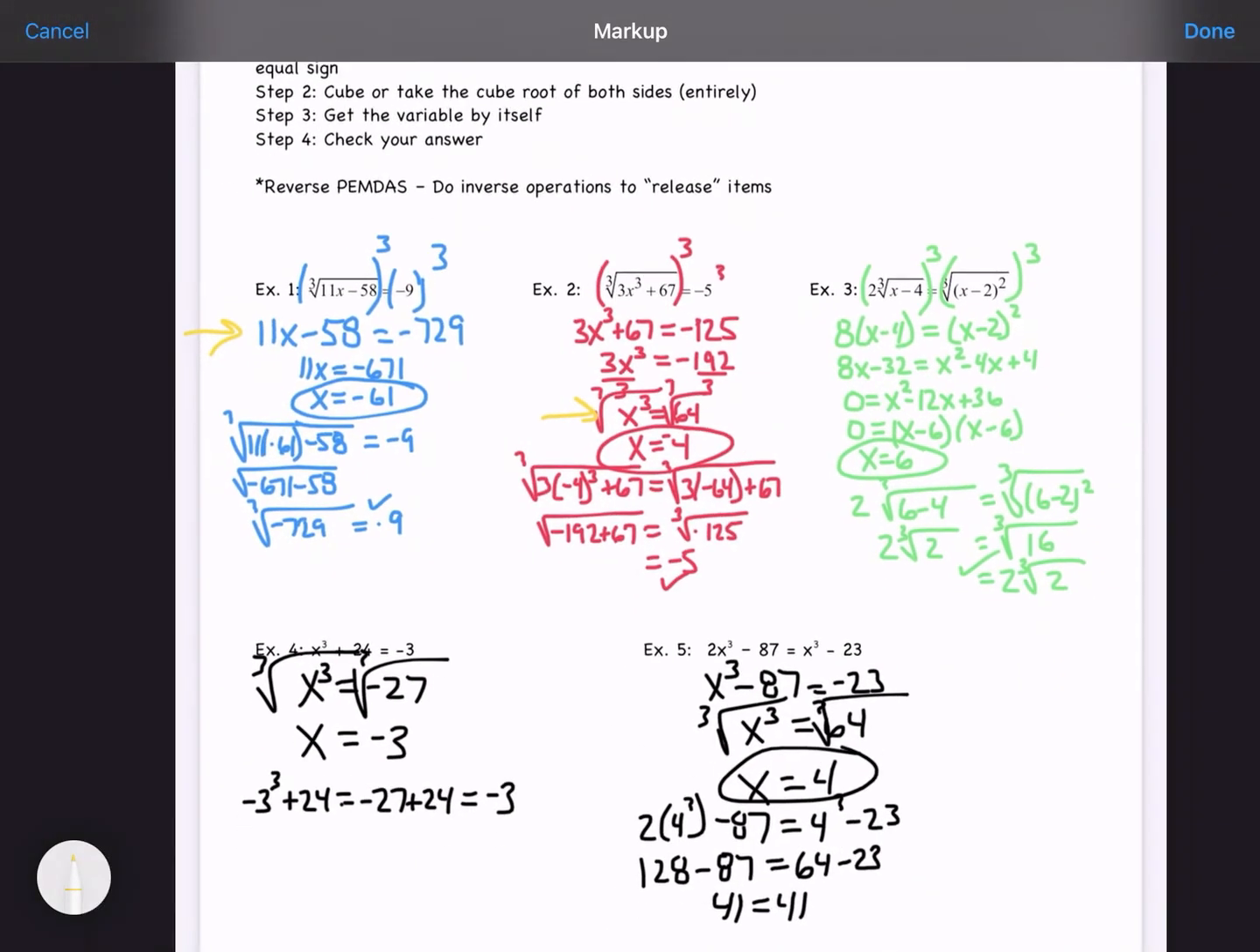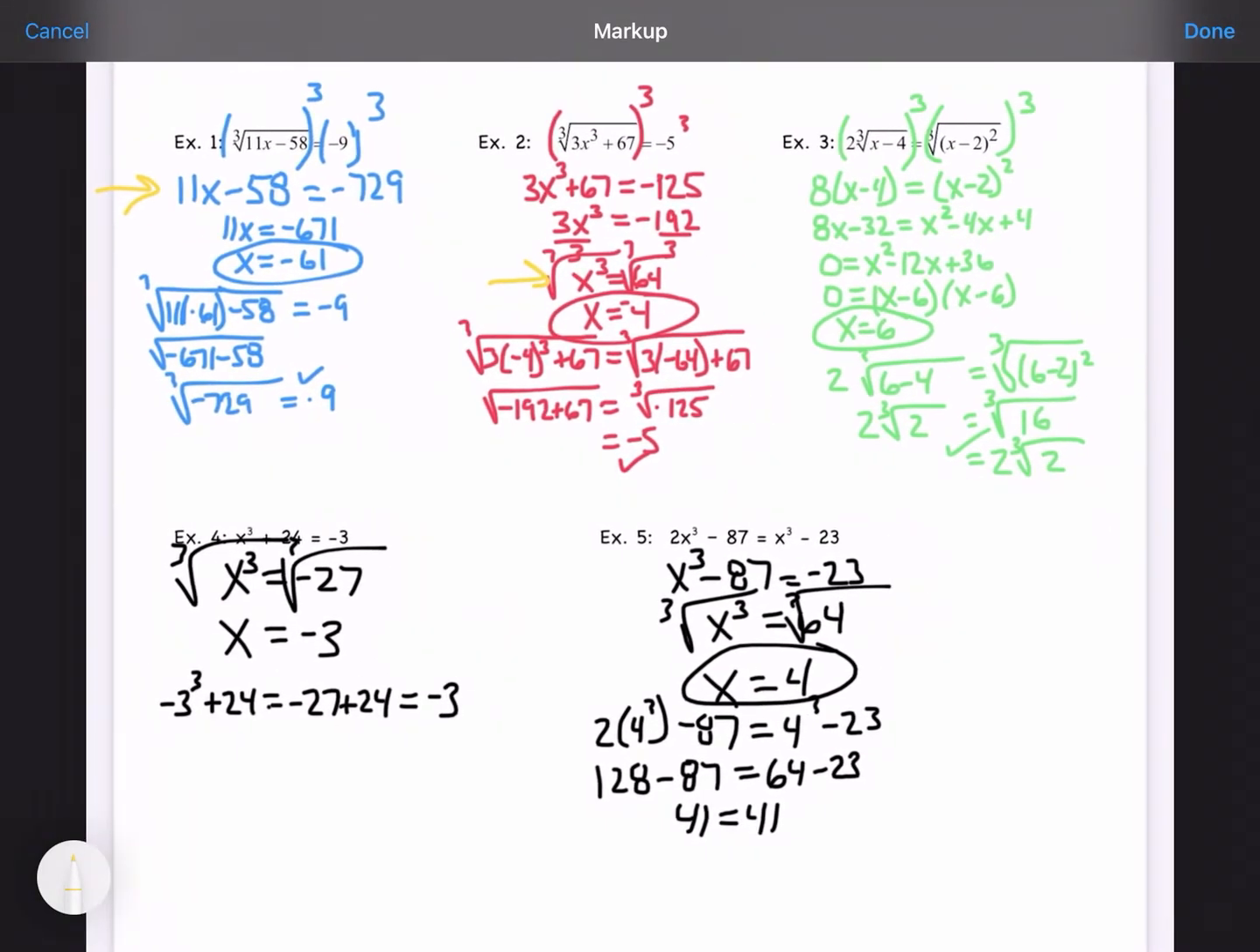So the last two are now straight cubic problems. X cubed plus 24 equals negative 3. All I did was subtract 24. So x cubed equals negative 27. Take the cube root of both sides. I get x equals negative 3. When you plug it back in, it works out. Negative 3 cubed plus 24 is equal to negative 3.